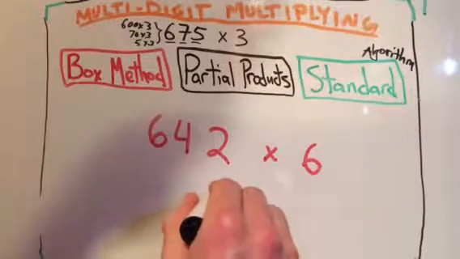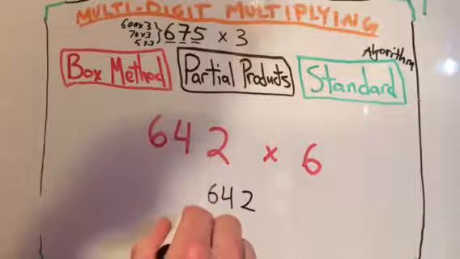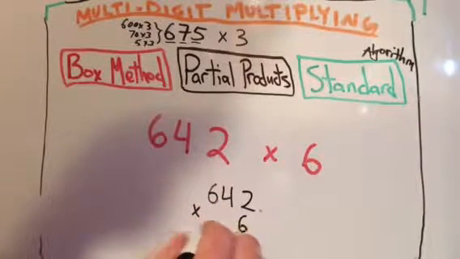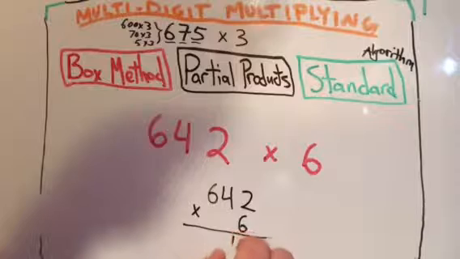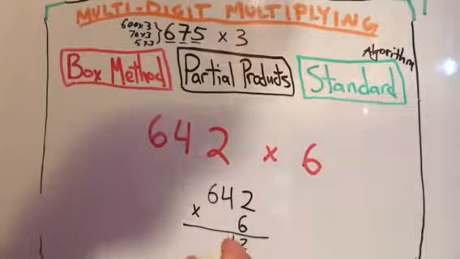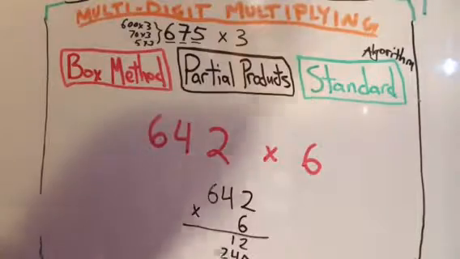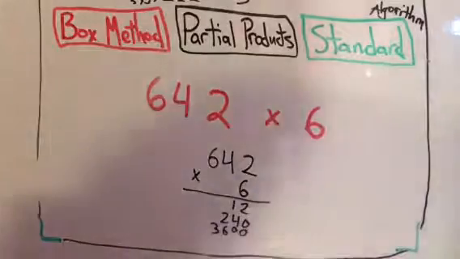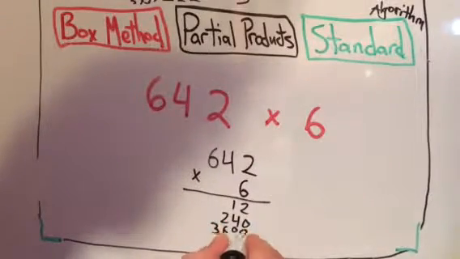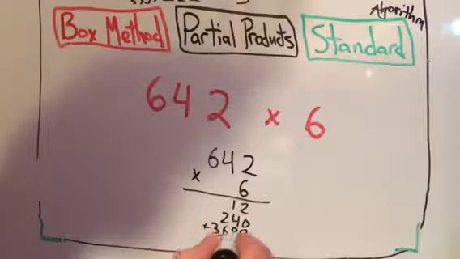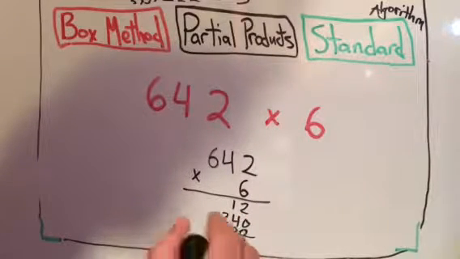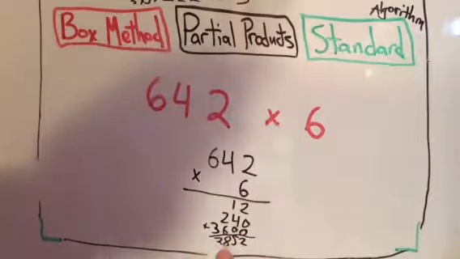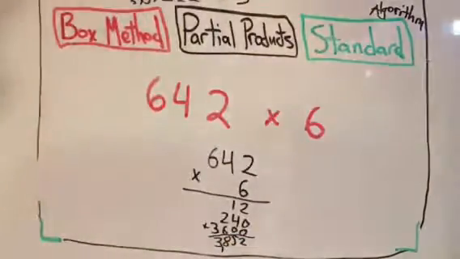All right, 642. I think I'm going to go with the partial products method times 6. So I've got 12. 40 times 6 is 240. And 600 times 6 is 3,600. Add those all together, and we've got 3,852.